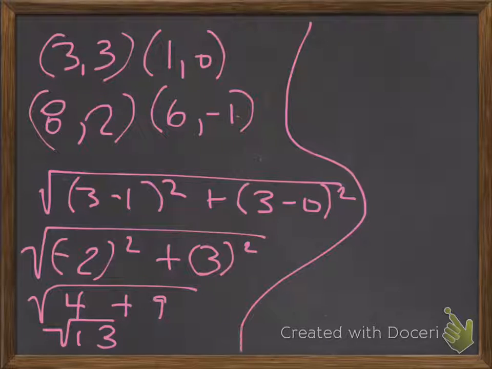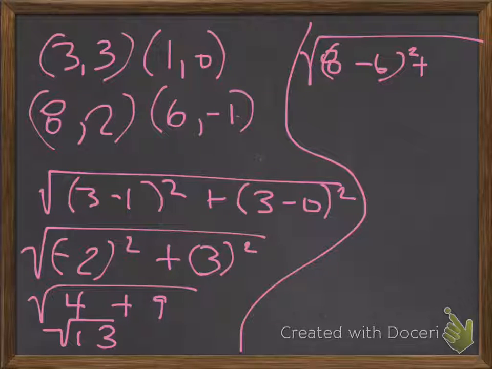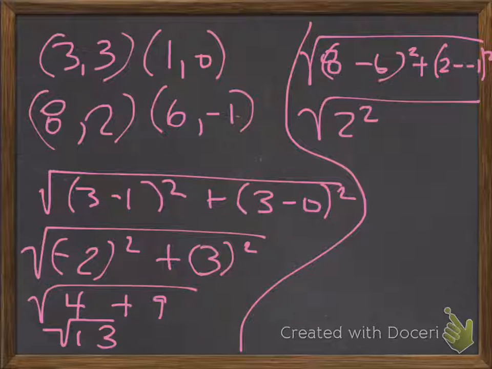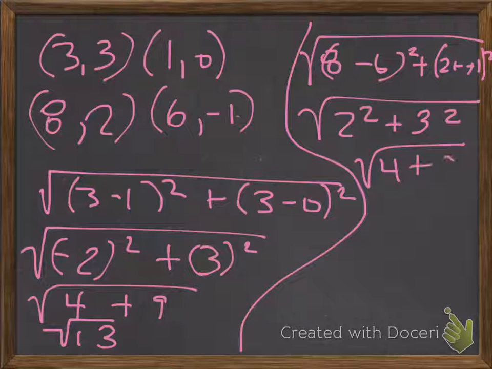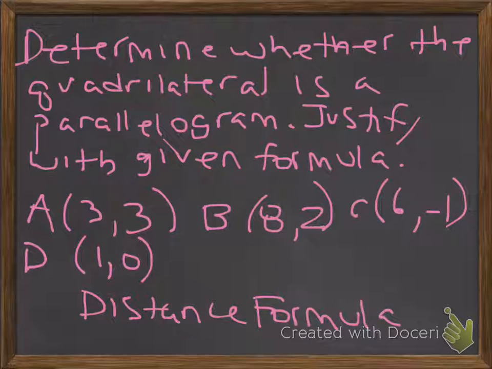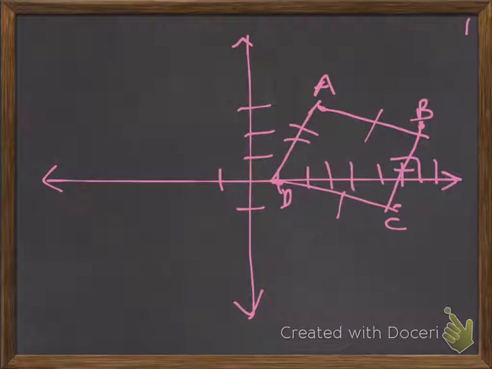And then to do the other set, 8 minus 6 squared plus 2 minus negative 1 squared gives me 2 squared plus 3 squared, or 4 plus 9, so the square root of 13. So we've proven that two opposite sides are congruent using the distance formula, so we can say yes, this is a parallelogram.